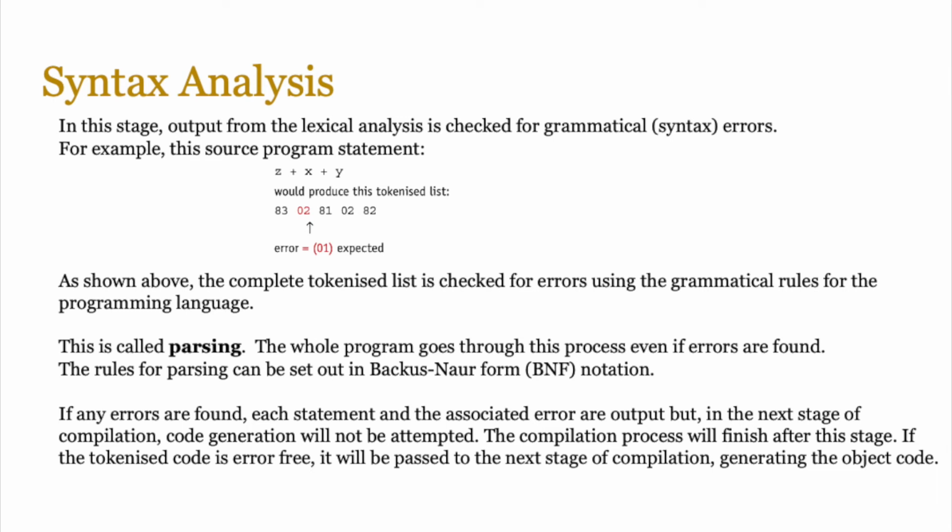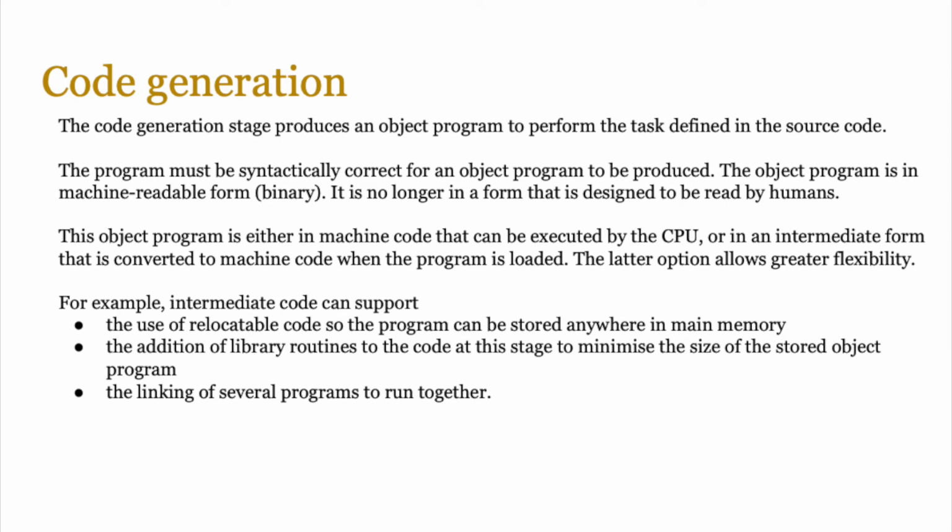So if the tokenized code is now error-free, it will then be passed to the next stage of compilation where you generate the object code. In the code generation stage, the object code is the main goal, and the program needs to be syntactically correct for an object program to be produced. And then this machine-readable form of code is generated. At this particular point in time, the code can no longer be read by humans. It's in a form which only the machine can understand.